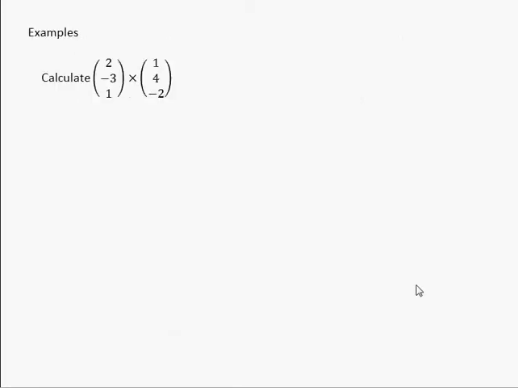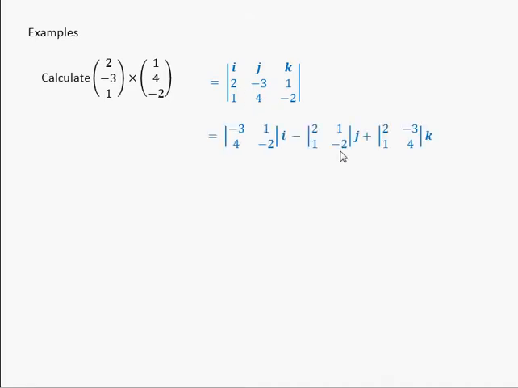Okay, here's a couple of examples. Just calculate the cross product. Just show us how to do it. Well, we use the formula, the determinant form, multiplying that out. Remember, when you get a 3 by 3 determinant, you cover up this row and column. So it's i times the determinant of these four, minus j times the determinant of these four here, and then k times the determinant of these four.